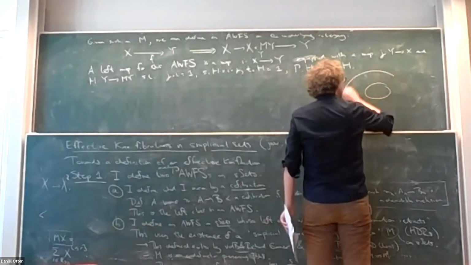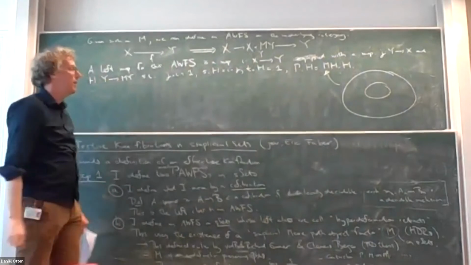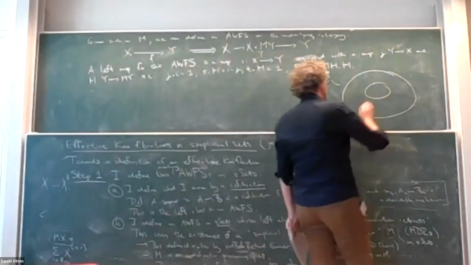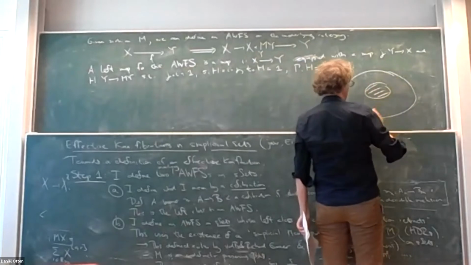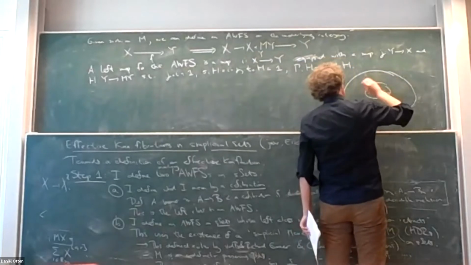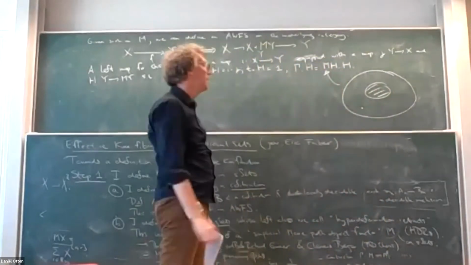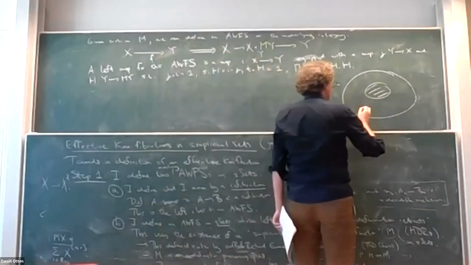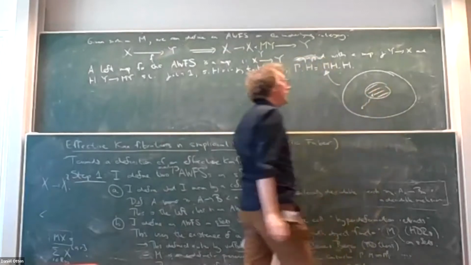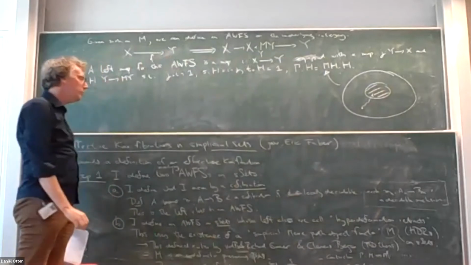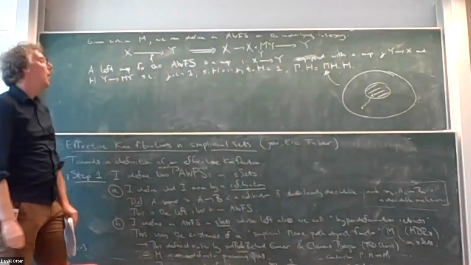So what's the idea of a deformation retract? You have one space sitting inside a bigger space, and then the inclusion. For any point in the big space, there is a path going to a point in the smaller space, continuously, starting from that point.